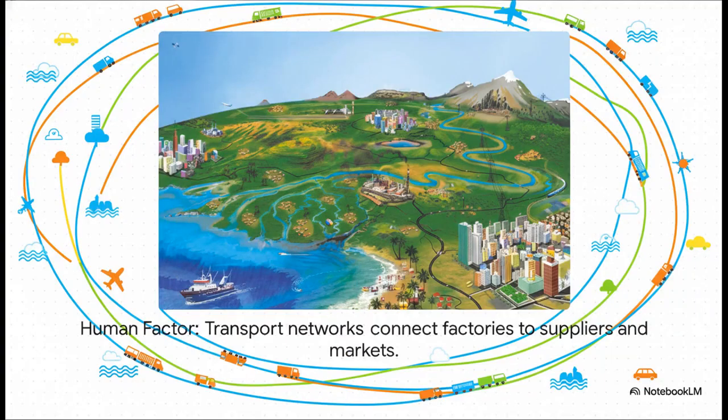But wait, how do you get all your raw materials in and then ship your finished products out? That's where transport comes in. Just look. You've got a port for ships, a railway, an airport, and roads everywhere. This whole network is like the circulatory system for industry, connecting the factory to the rest of the world.